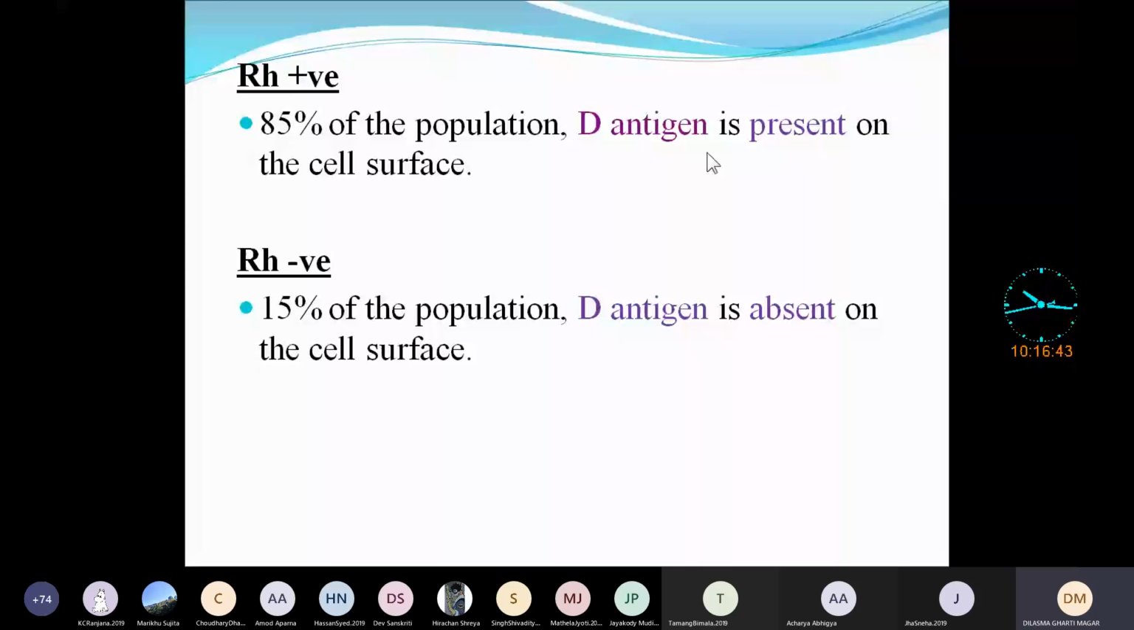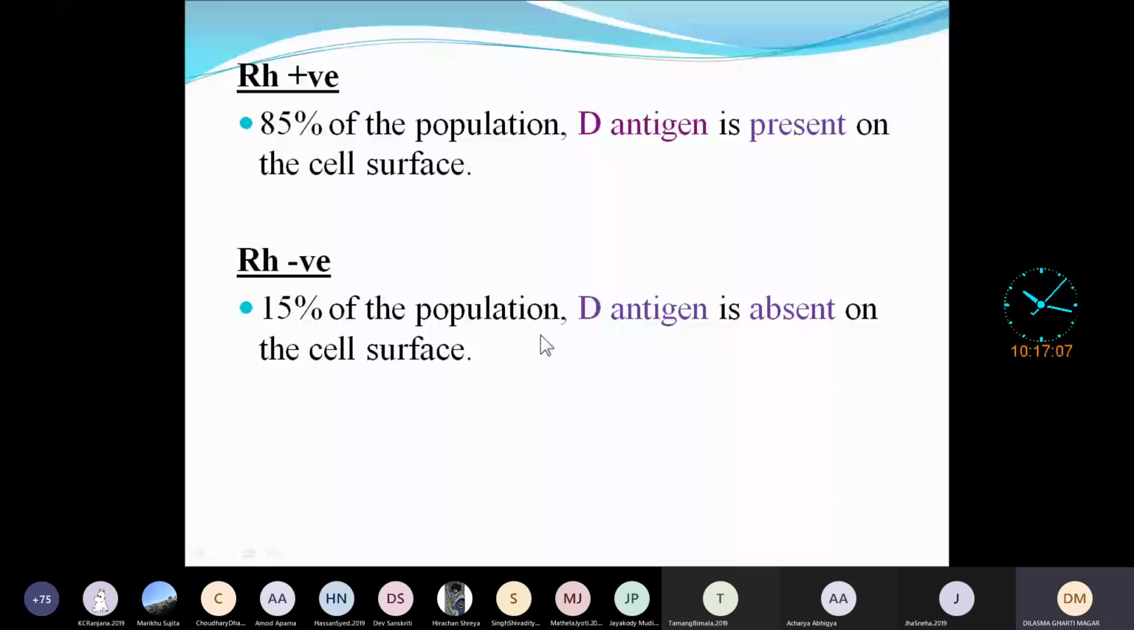In case of Rh negative people, this D antigen is absent on the surface of the RBC, and those are regarded as Rh negative. Negative blood group is rare, I told you, isn't it? I told you about even my friend's condition also. Whenever we take the percentage, 15% of the population will have this Rh negative blood group.